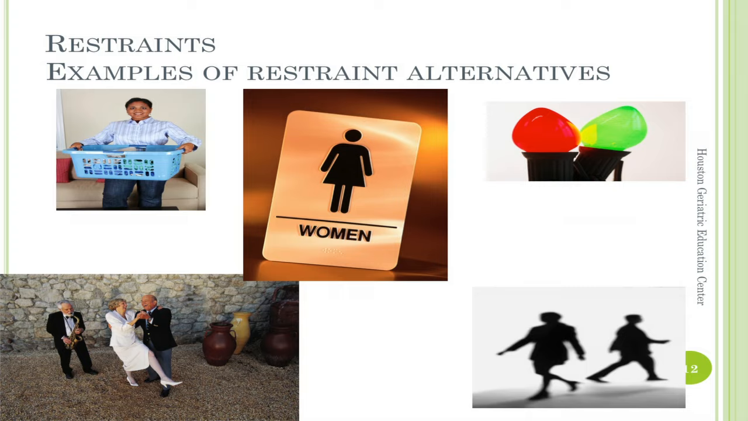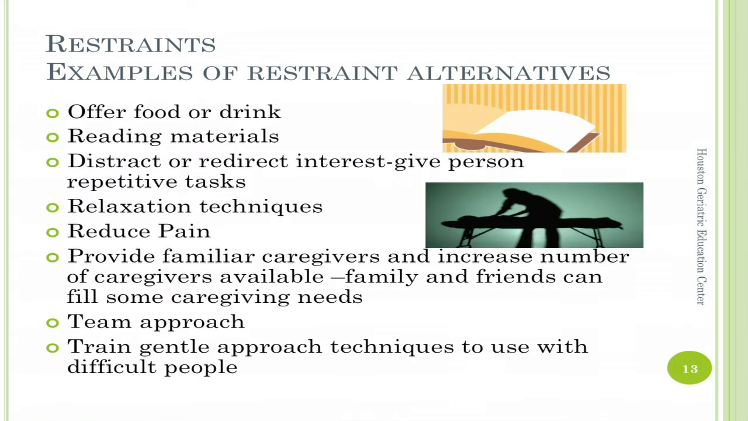One other example of an alternative for restraints is to provide help with toileting and then also to immediately clean up after incontinence. Let's review a few examples of restraint alternatives. Here again, we may offer food and drink, offer reading materials, or perhaps if there is a communal area where there's a puzzle, help the residents work on this puzzle.